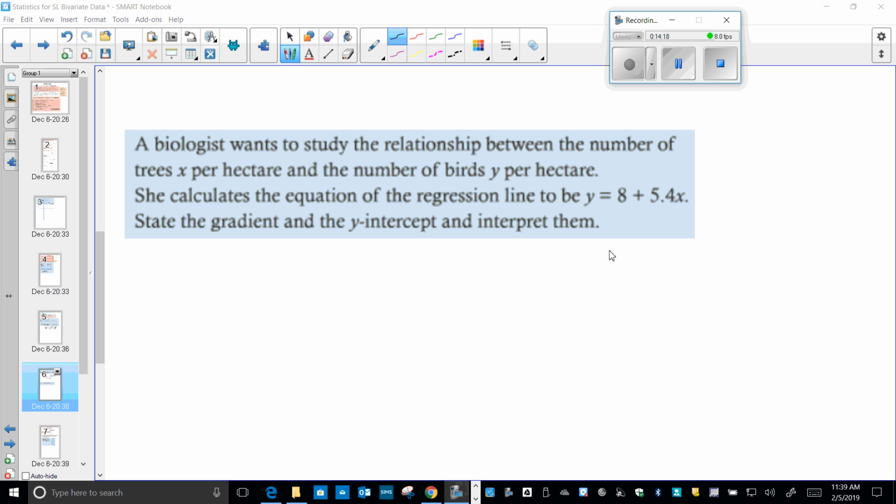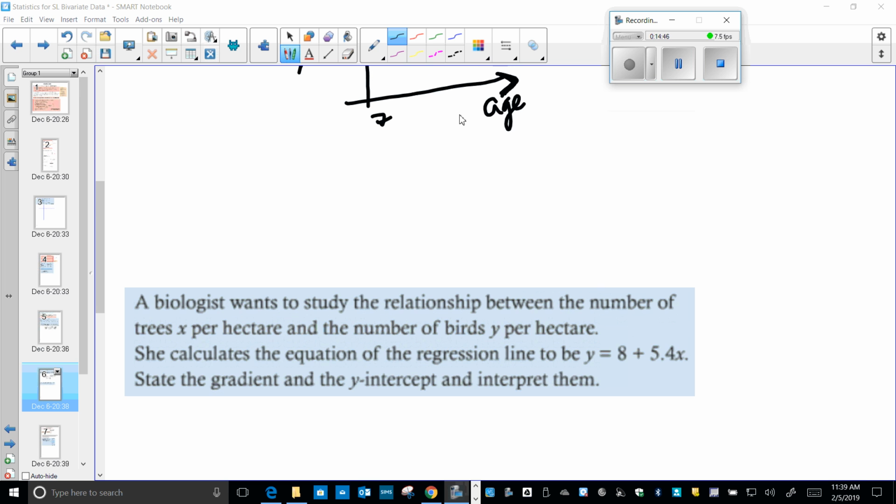Similar thing for this one. So we've got a new equation of regression. It actually says here, state the gradient and y-intercept. So we do have to state them, and we also have to interpret them. If you had a question like this, I would hope that you wouldn't just state what they were and think that you had done your job. I would understand if you had just seen this top one, you might have thought you'd done it, but because they've said state it and interpret, that obviously means you're doing different things.